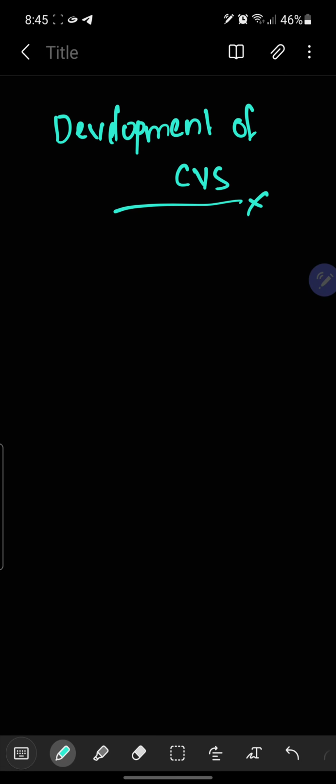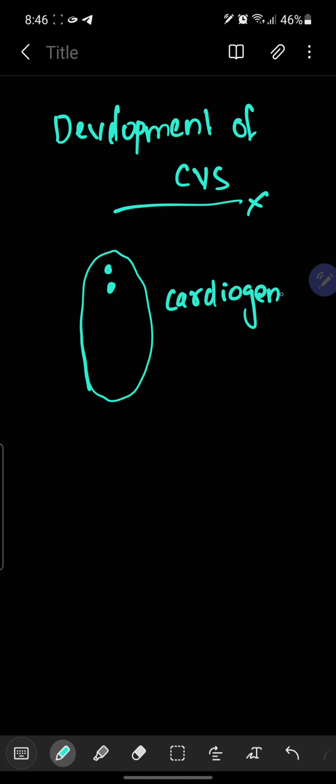Development of cardiovascular system. In the region of precaudal plate, cranial to that there is a region called cardiogenic area. Cardiogenic area. This is the region where the heart develops.